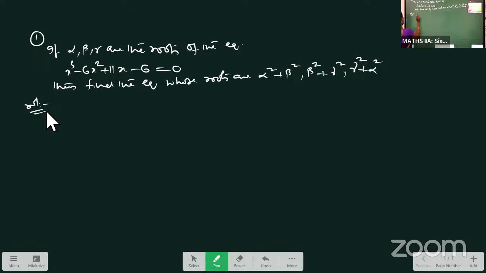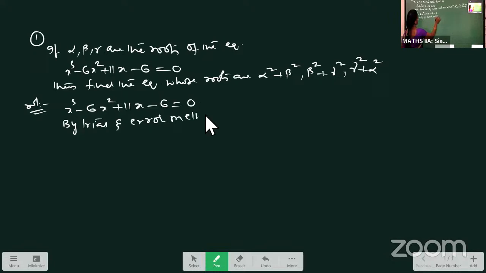First, what should we do? x cube minus 6x square plus 11x minus 6 is equal to 0. By the trial and error method. What is the meaning of this trial and error method? We have to substitute some values in the place of x. If the equation is satisfied, then we say that it is a root of that equation. Means in the place of x, you substitute either 1, 2, 3. Maximum in our intermediate, they gave only 3 or 4 values that satisfy the equation.